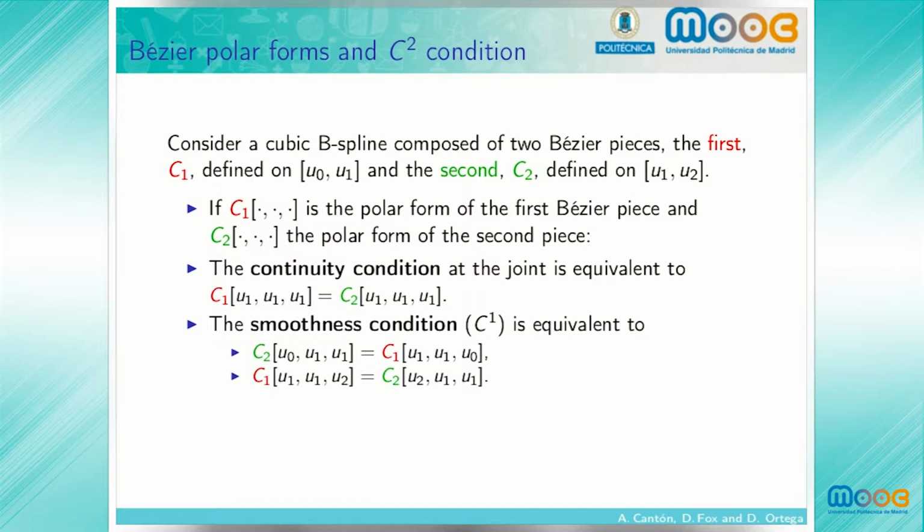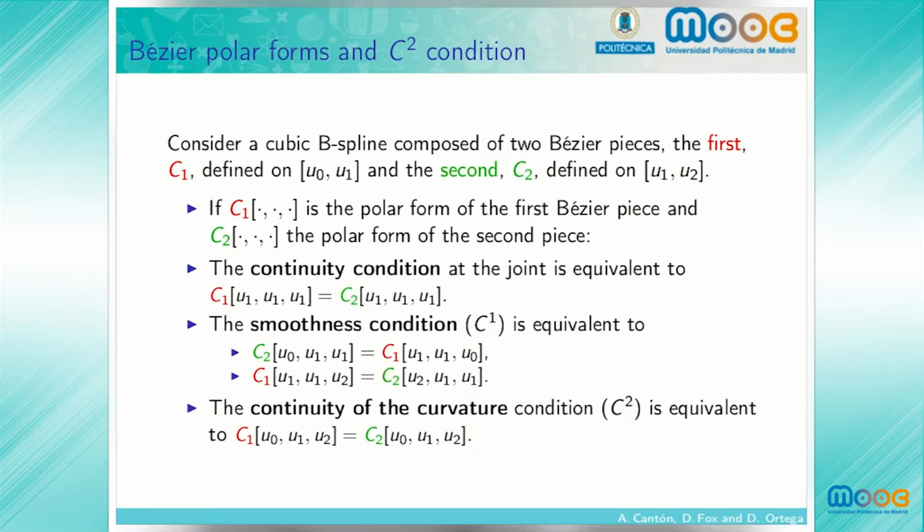The smoothness condition of the B-spline curve, that means the B-spline curve is C1 at the joint, is equivalent to both polar forms being equal when evaluated at U1 twice and U0 once, or when evaluated at U1 twice and U2 once. The continuity of the curvature of the B-spline curve, that means the B-spline curve is C2 at the joint, is equivalent to both polar forms being equal when evaluated at U0, U1, U2.